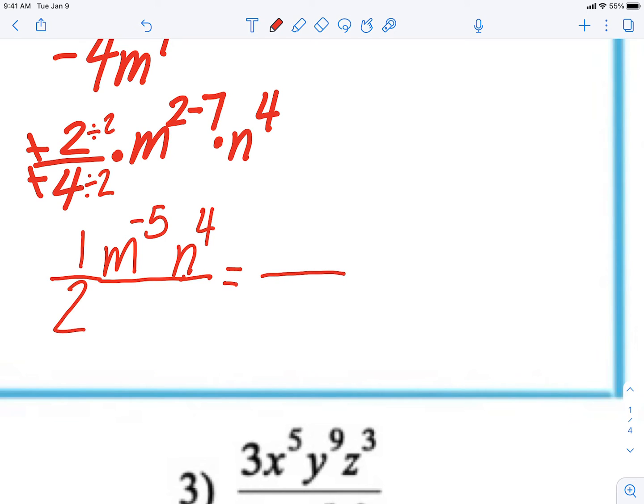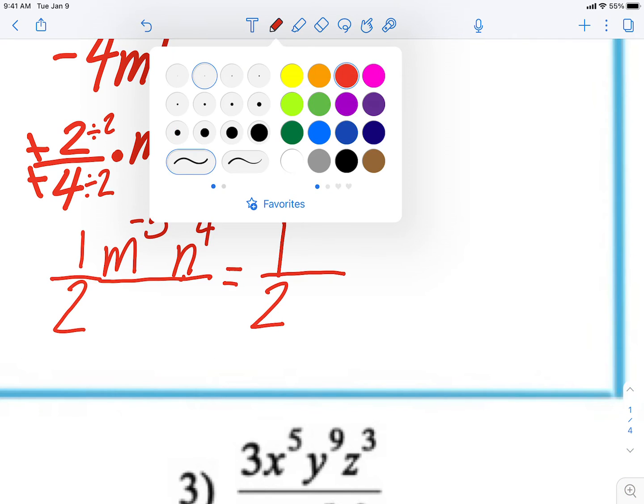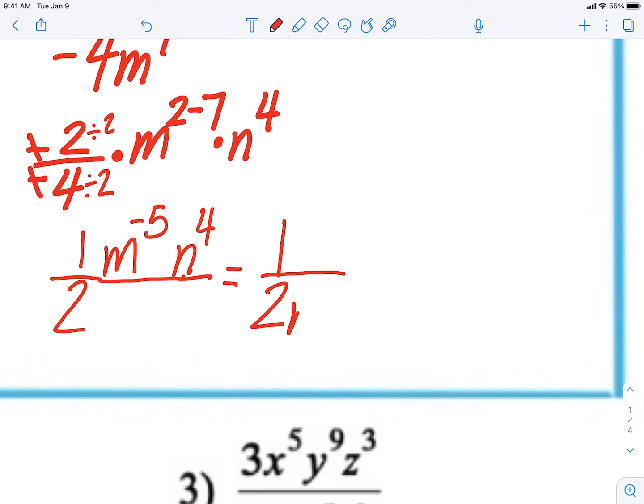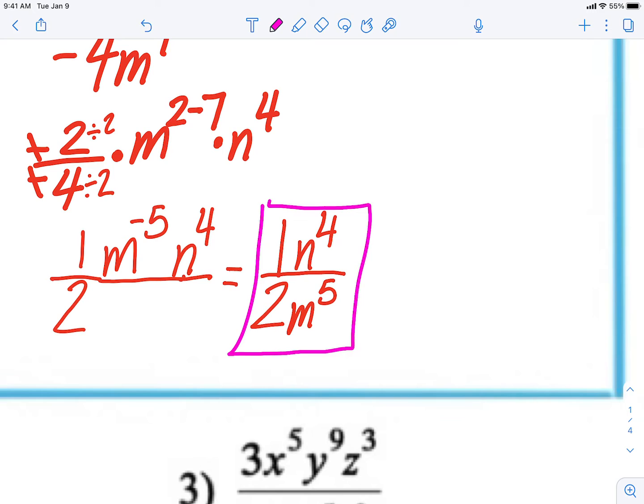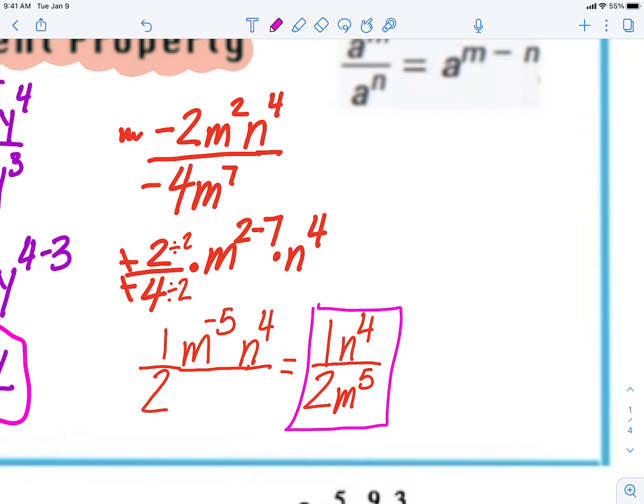So let me rewrite here again. My 1 is going to stay up here. My 2 is going to stay down here. My m to the negative 5, I'm going to move it down and make it m to the positive 5. And this n to the fourth, it's already positive, so I'm just going to leave it up on top. n to the fourth. And that right here, kiddos, is my simplification. Right? There you go. Look at that.